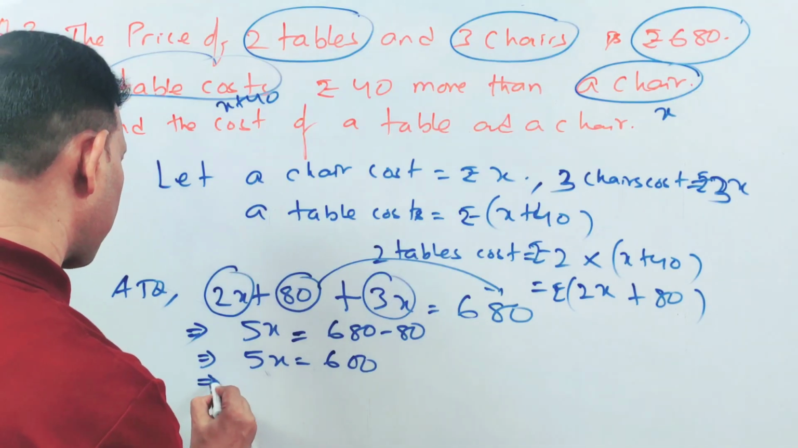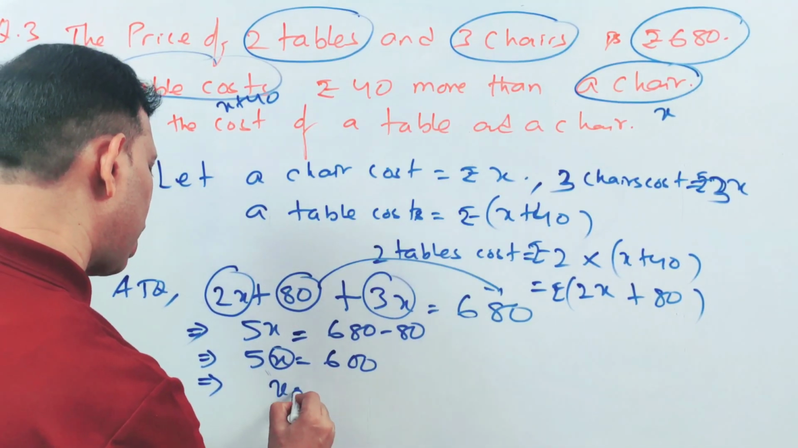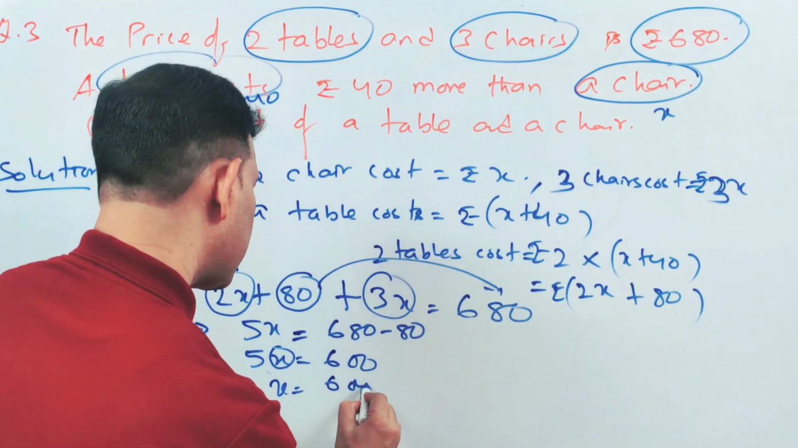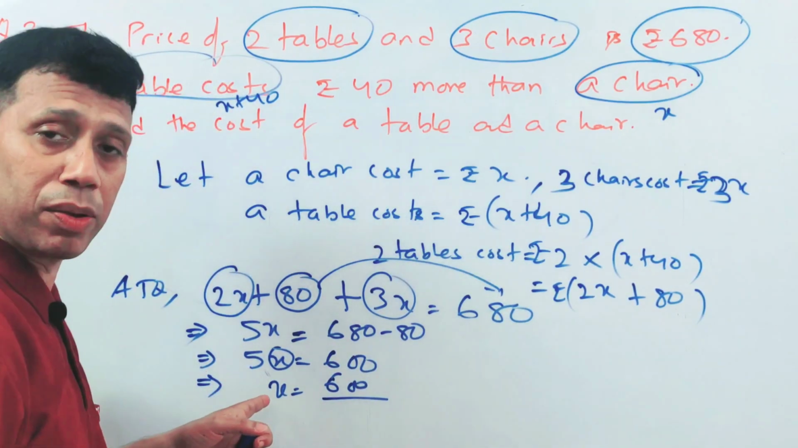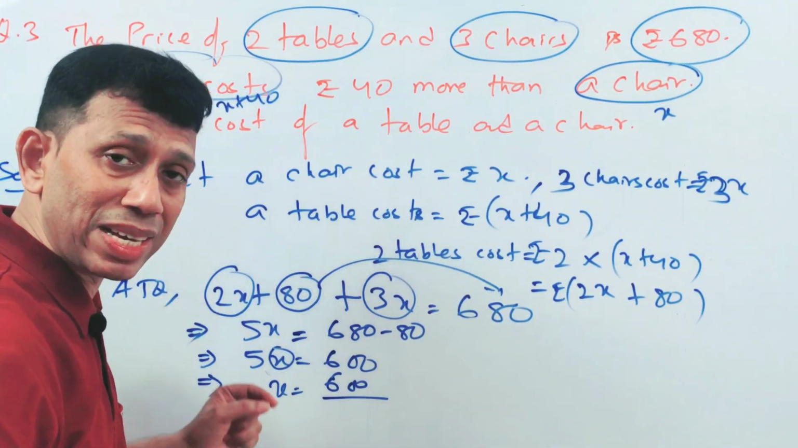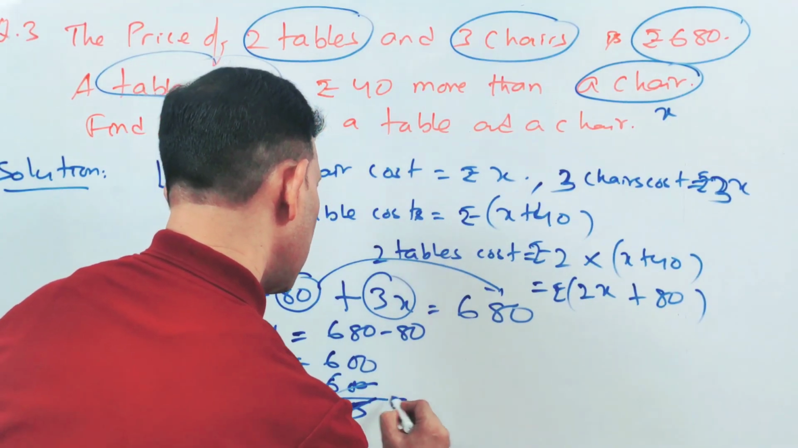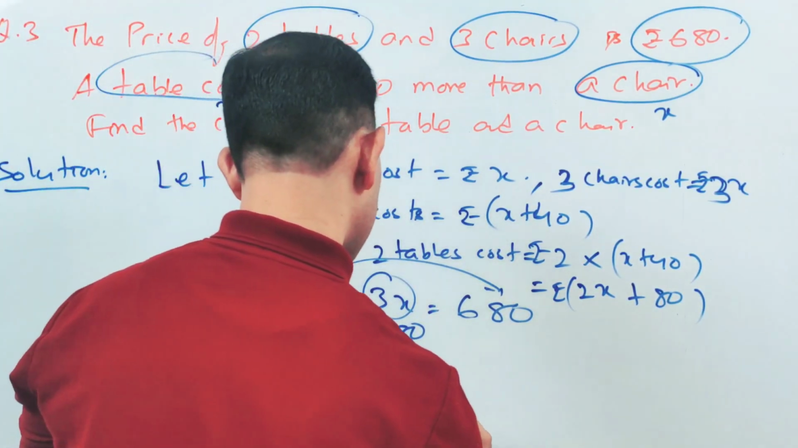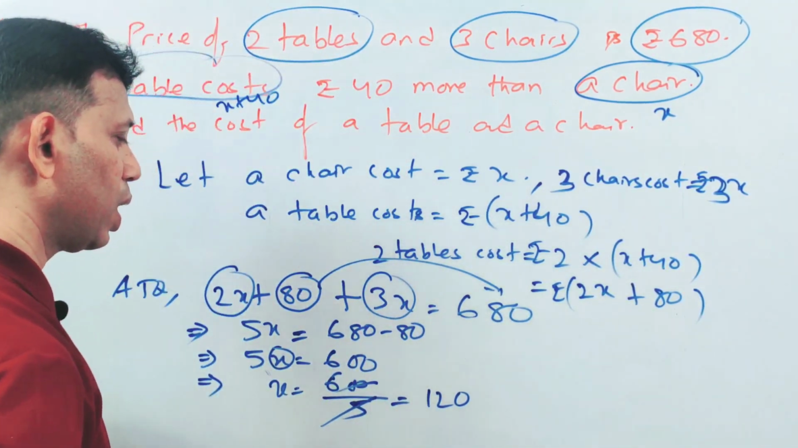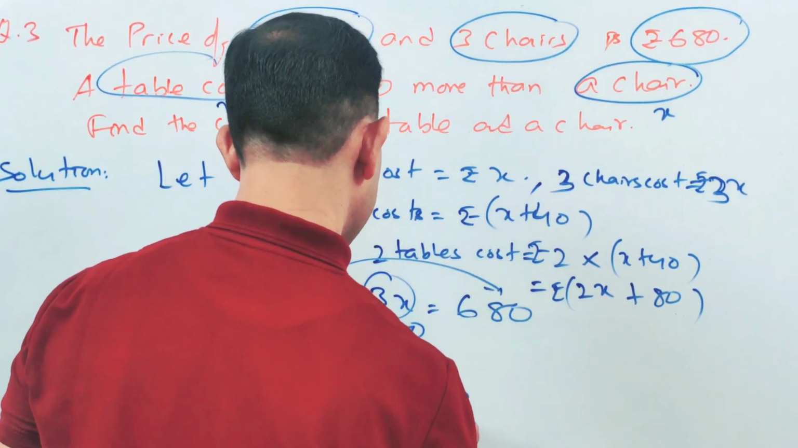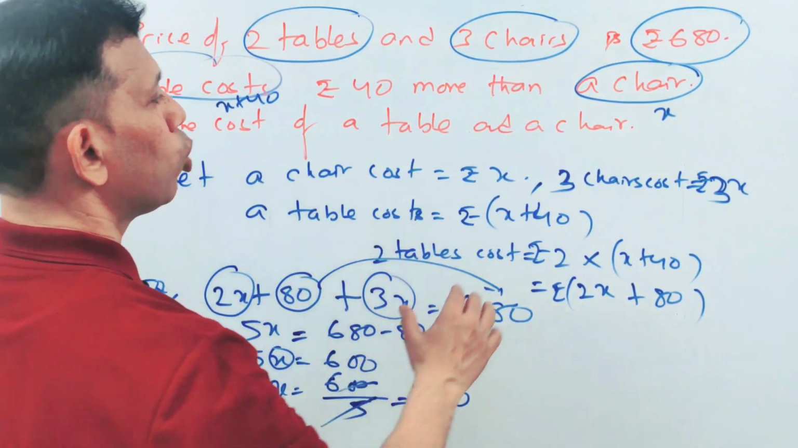Only the x value you need to find. So x is equal to 600 divided by 5. Why? Because 5 is multiplied. 5x means 5 is multiplied with x. So it is divided by 5. So it is 12, 5 twelves are 60. So 12 and 0 will be there. So 120 rupees. x is equal to 120 rupees here.